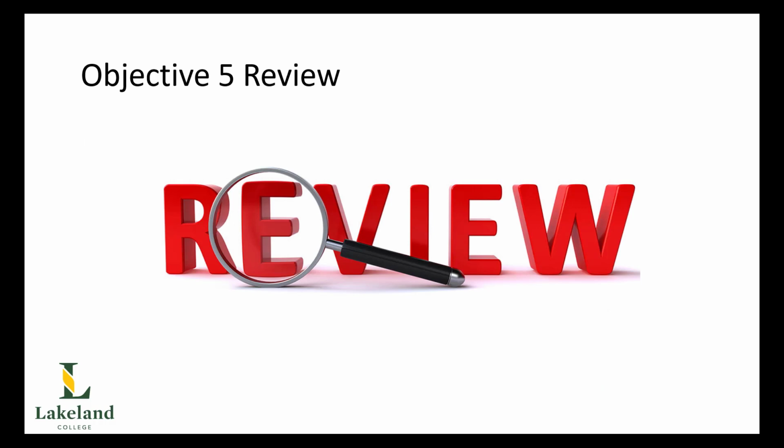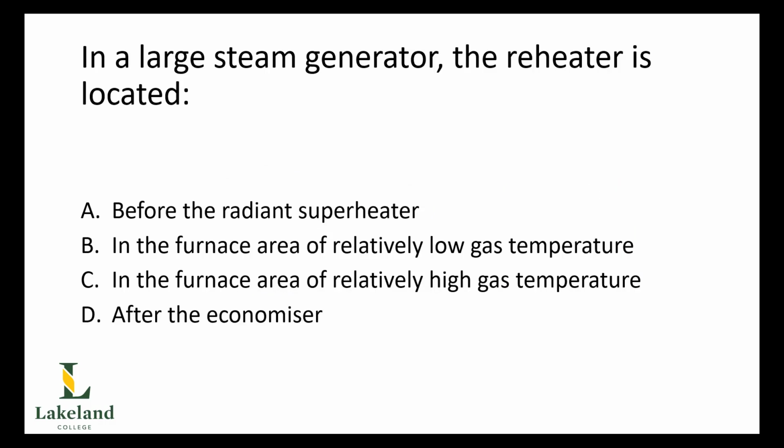Okay then, so let's summarise up Objective 5 and take a look at some review questions of the types of things that you could be asked for this objective. So first, in a large steam generator, the reheater is located where? Is it before the radiant superheater, in the furnace area of relatively low gas temperature, in the furnace area of relatively high gas temperature, or is it going to be located after the economizer? Well, hopefully you know the answer to this one. It's got to be C, in the furnace area of relatively high gas temperature.